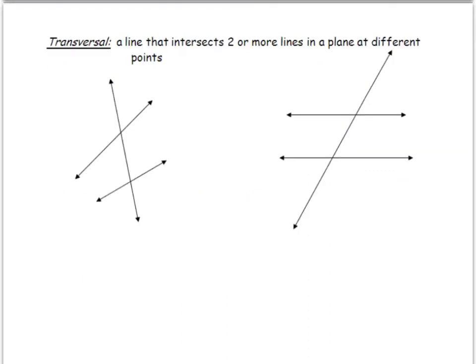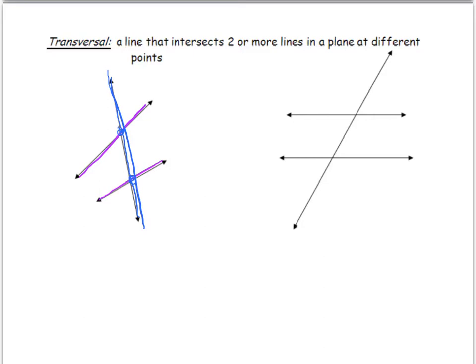All right, you guys, we're going to talk about what a transversal is. A transversal is simply a line that intersects two or more lines in a plane at two different points. So I've got two different examples here. Here's two lines, and here is this line right here that cuts through both of them at two different points. Okay, so because this line cuts through at different points, that makes this line, the blue one, the transversal. It cut through two or more lines at different points.